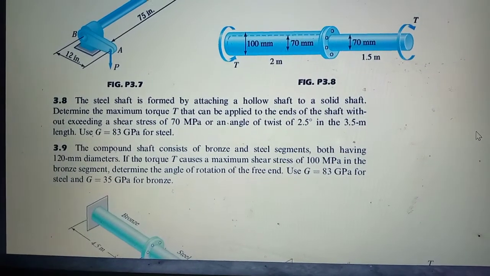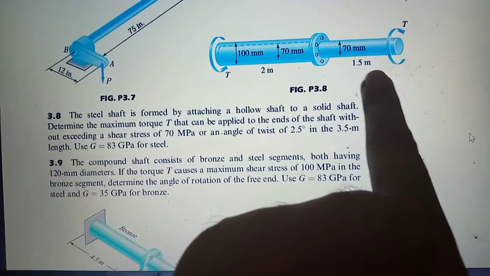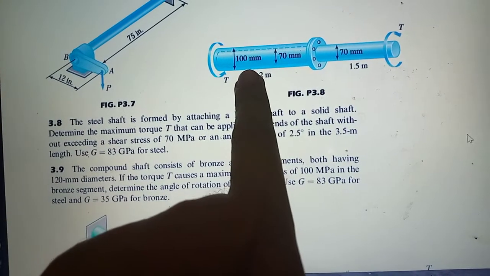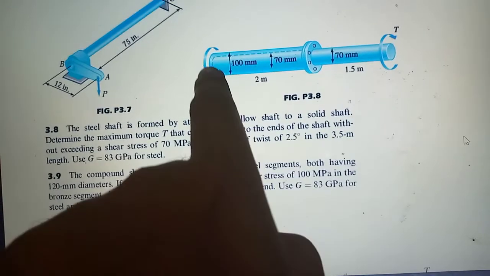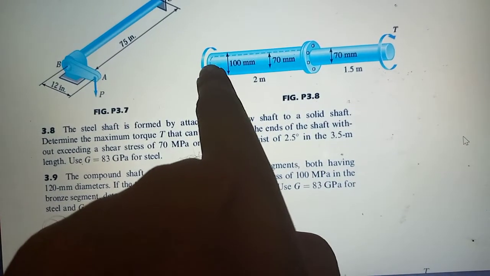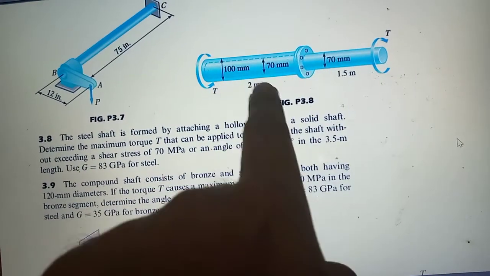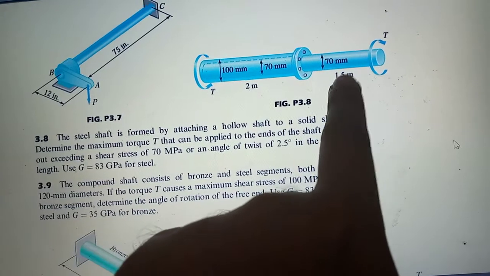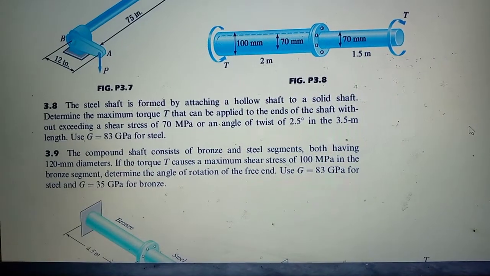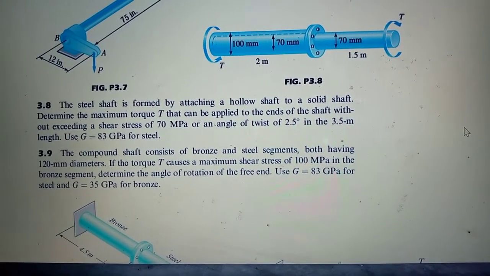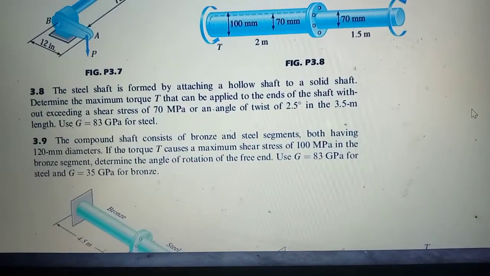So it is actually a composite shaft. It is said that this is the solid shaft and this is the hollow shaft, meaning there is a hole in this second shaft. There is a circular hollow at the middle. That is why it is called a hollow shaft, and this is a solid shaft. So without further ado, I have here the solution to our problem.